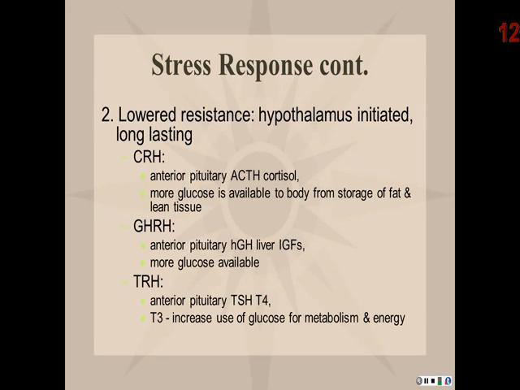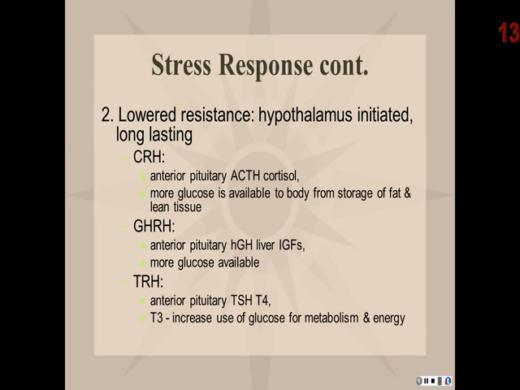Since the nervous system cannot sustain the response, the hypothalamus triggers the endocrine system to sustain the response. This phase can last longer. CRH triggers the anterior pituitary to release ACTH and the adrenal cortex to produce more cortisol. This helps to make more glucose available to the muscles, but can also break down a significant amount of muscle tissue if enough is released over a short period of time.